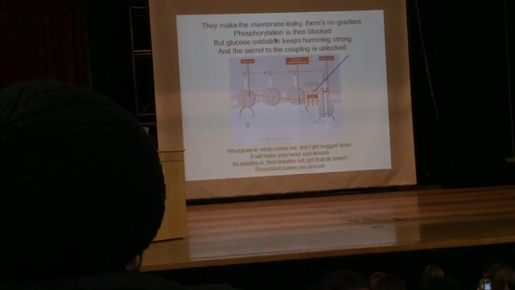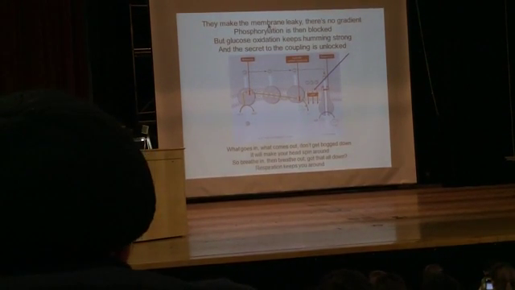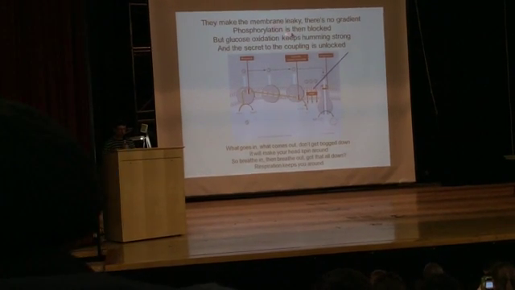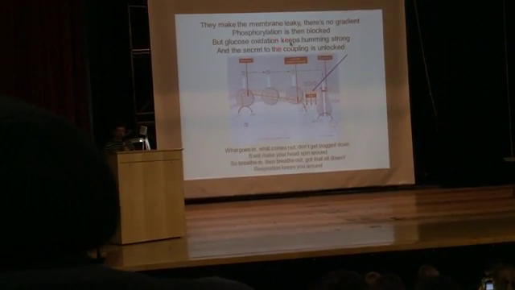So what do uncouplers do? They make the membrane leaky, there's no gradient. Phosphorylation is then blocked. But glucose oxidation keeps coming strong, and the secret to the coupling is unlocked.